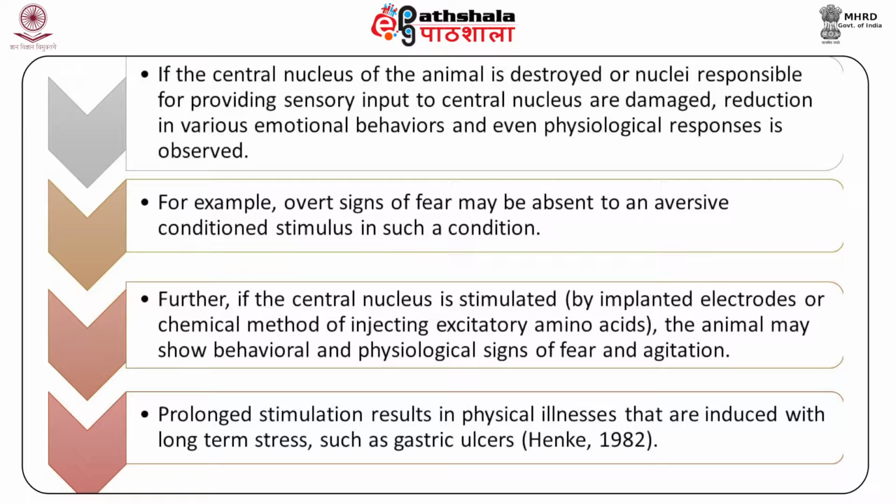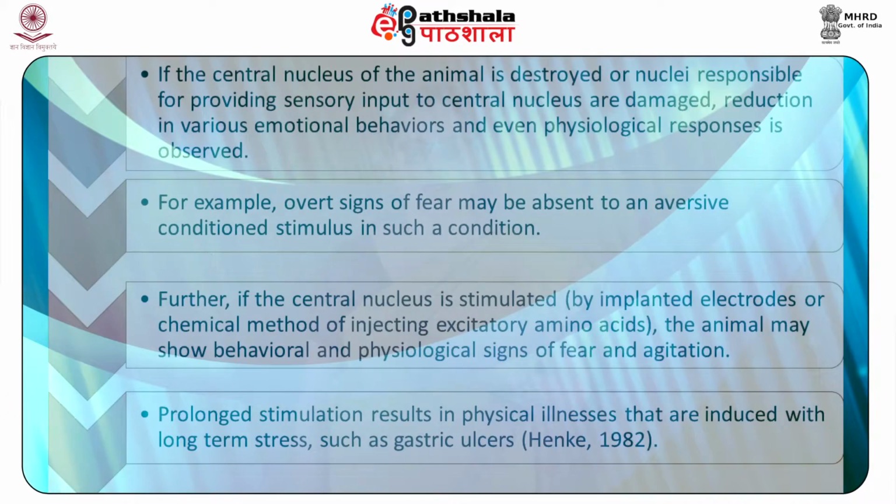Further, if the central nucleus is stimulated by implanting electrodes or chemical method of injecting excitatory amino acids, the animal may show behavioral and physiological signs of fear and agitation. Prolonged stimulation results in physical illness that are induced with long-term stress, such as gastric ulcers.